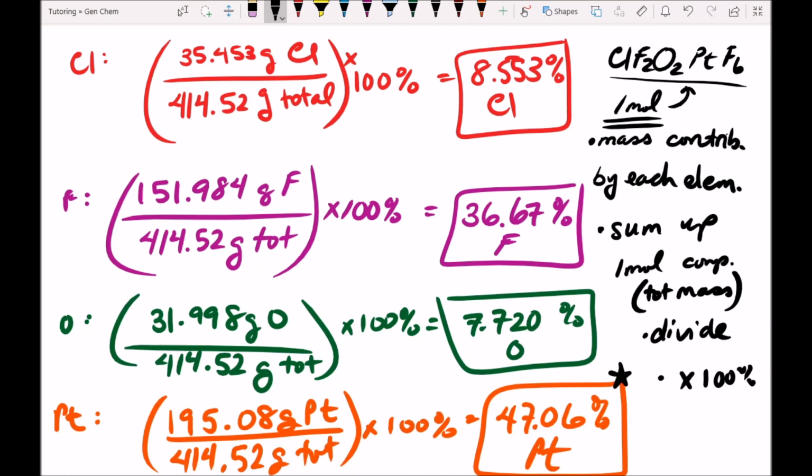Because when we divide the contribution of each element by the total, the total is always going to be greater, so that's going to be a value between 0 and 1, a decimal. We multiply that by 100 to get a percentage out of 100%. And that's what we have. Chlorine contributed 8.553%. Fluorine had a contribution of 36.67%. Oxygen had a mass percent of 7.720%. And platinum's mass percentage was 47.06%. All of these are out to 4 significant figures.